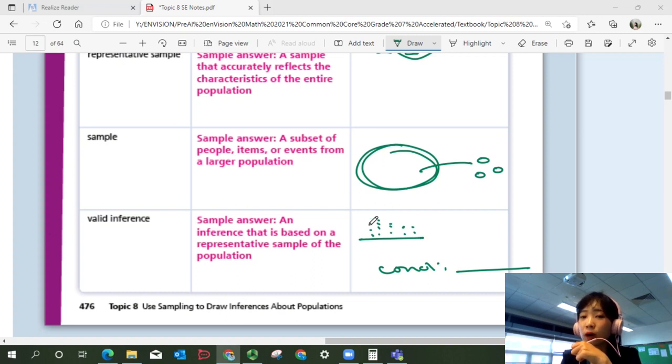Okay, so that was the intro for topic 8. Please review these vocabulary words and review the skills in the previous page before we get started with topic 8. See you guys in lesson 1.